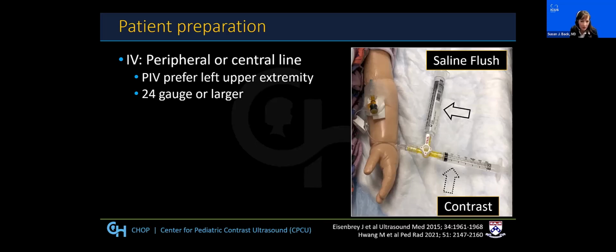In pediatrics, we're accustomed to using smaller gauge IVs and very commonly use 22 and 24 gauge IVs. We have on occasion used a 25 gauge IV, but can experience some loss of contrast signal because the bubbles can be destroyed going through the smaller gauges. So we try to be above 24 gauge if possible.